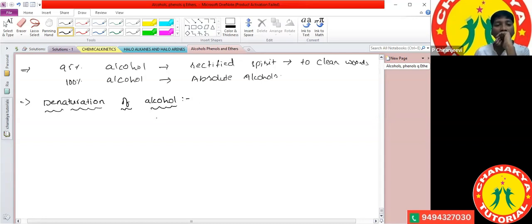Anyone, do you have an idea? What is meant by the denaturation of alcohols? Now, ethanol is used for drinking purposes, like wines. Denaturation of the alcohol means we are making it unfit for the drinking process. Okay, so we are making it unfit for the drinking process.